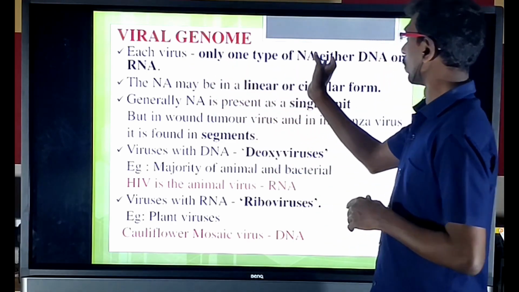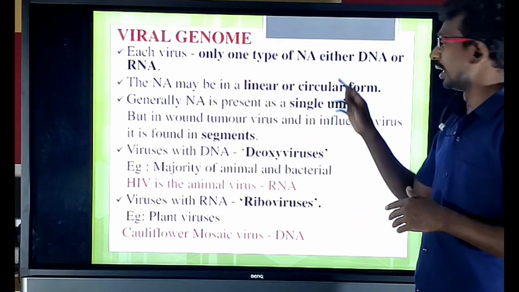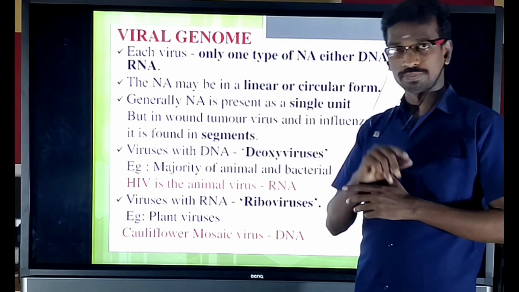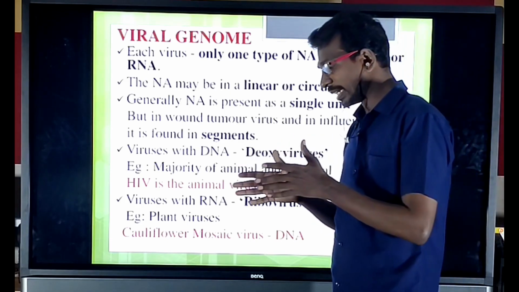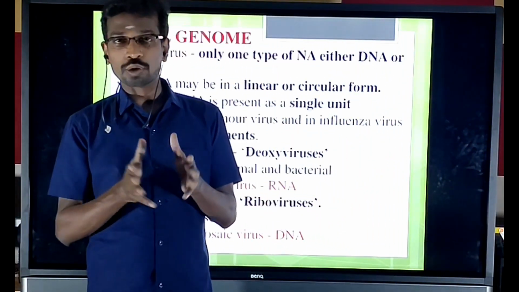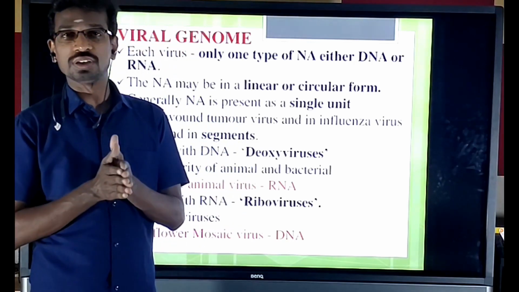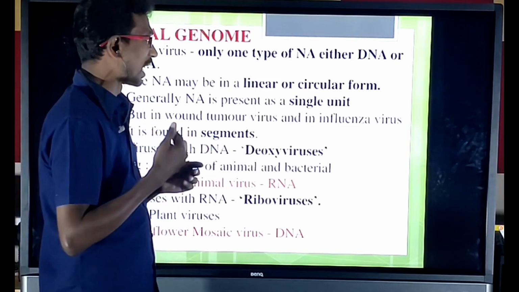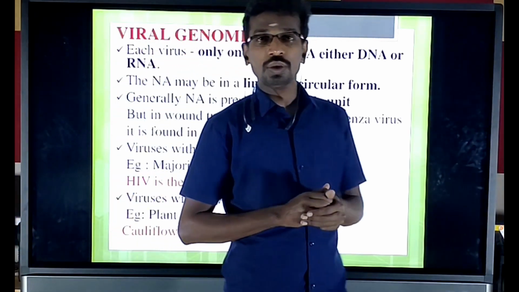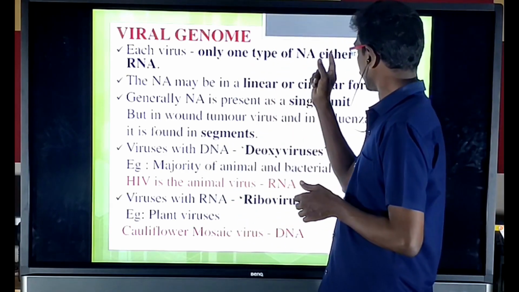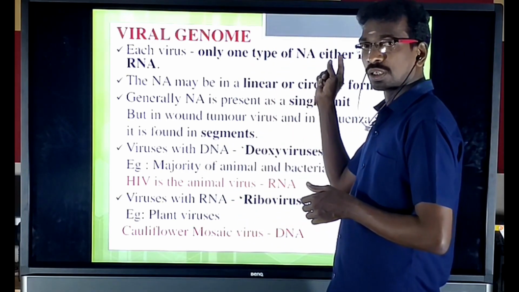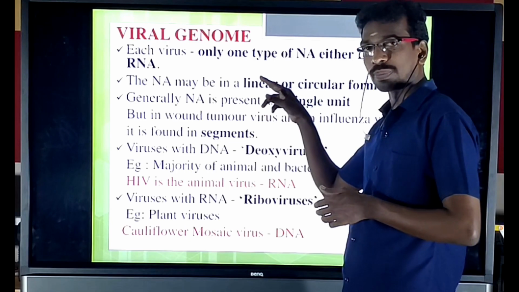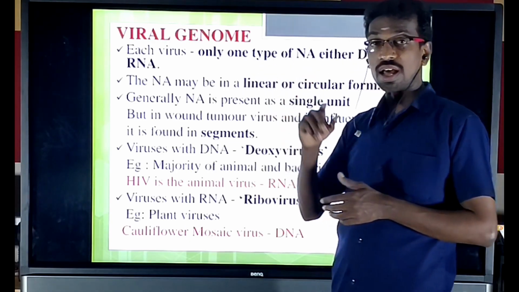Each virus contains only one type of nucleic acid, either DNA or RNA. The nucleic acid may be linear or circular. A linear chromosome is a characteristic feature of eukaryotes, especially the higher groups of organisms, while circular is a characteristic feature of bacteria. Viruses contain either RNA or DNA, and in both DNA viruses and RNA viruses, linear and circular forms are present.